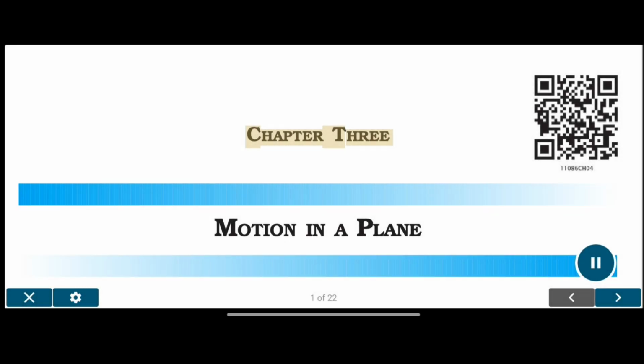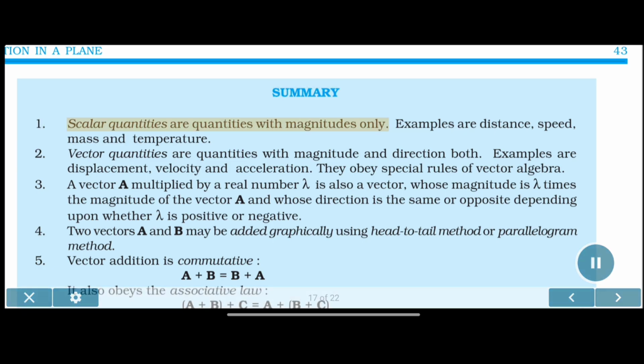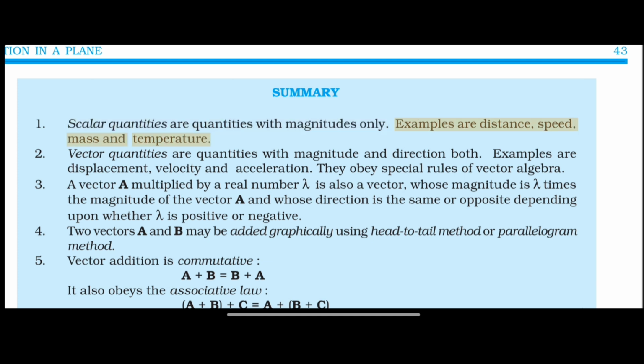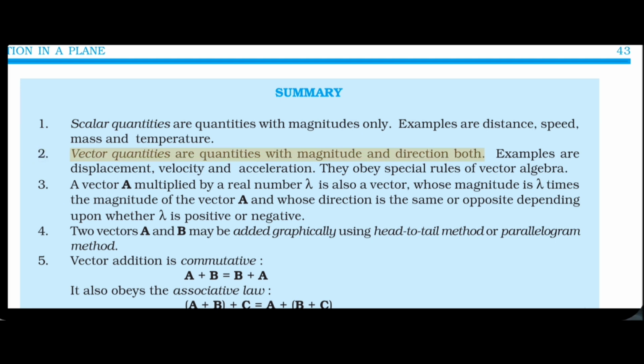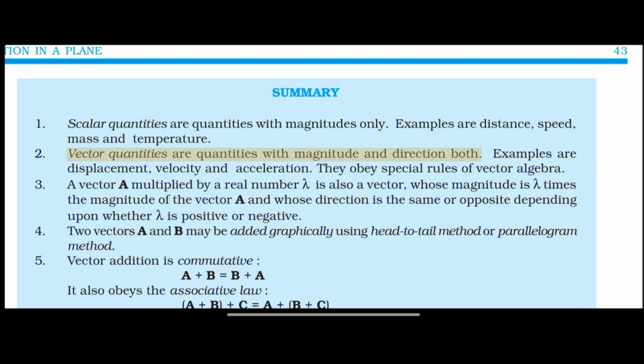Chapter 3. Motion in a plane. Summary. 1. Scalar quantities are quantities with magnitudes only. Examples are distance, speed, mass and temperature. 2. Vector quantities are quantities with magnitude and direction both. Examples are displacement, velocity and acceleration. They obey special rules of vector algebra.